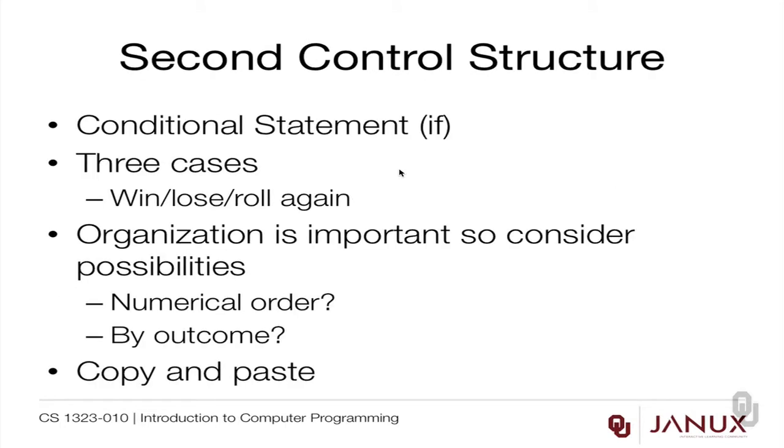Now the second thing we have to consider is what should our second control structure be. When we go and read through the problem statement again, you'll say, if you get a 7 or 11, you lose.